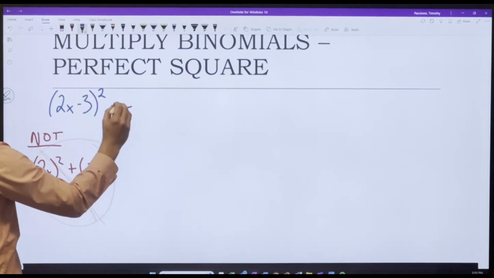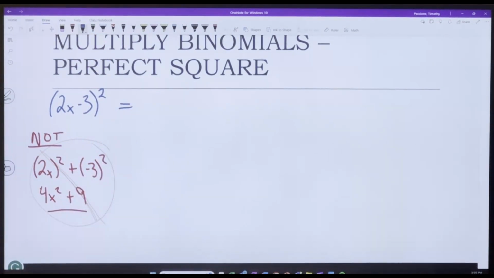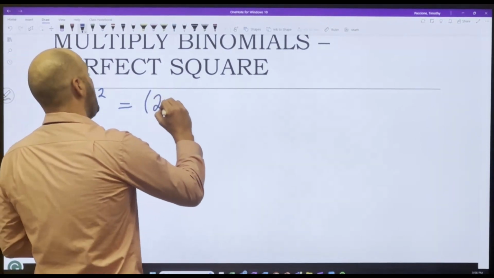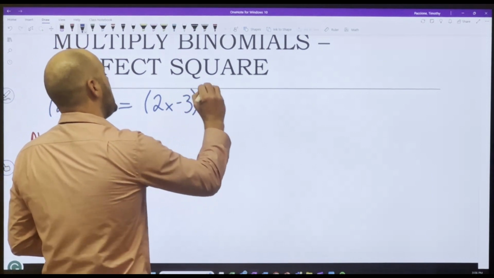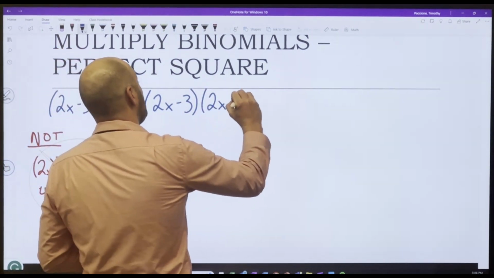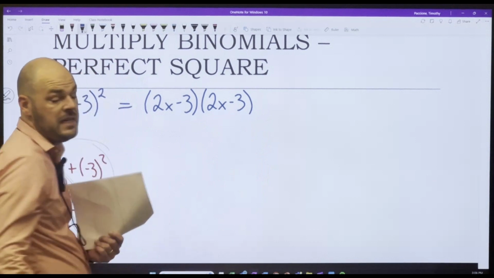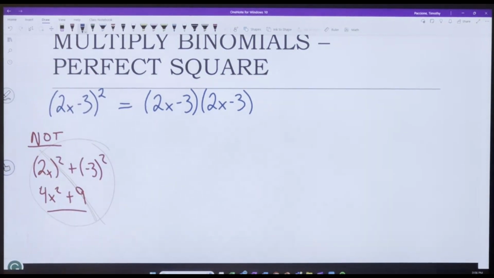What's another way I could write this? 2x minus 3 in parentheses times 2x minus 3. Anything squared is just it times itself, right? So I could rewrite this as 2x minus 3 times 2x minus 3. And this is what you do want to do every single time. Expand it out. Why? Because now I can use one of my methods, FOIL or box. Box? Okay.